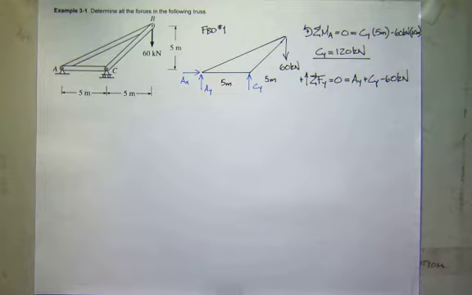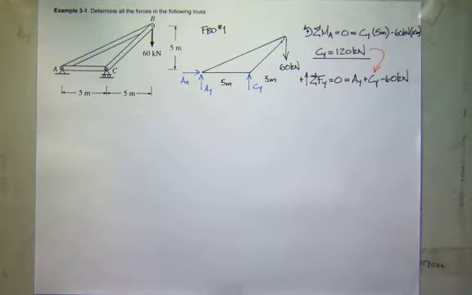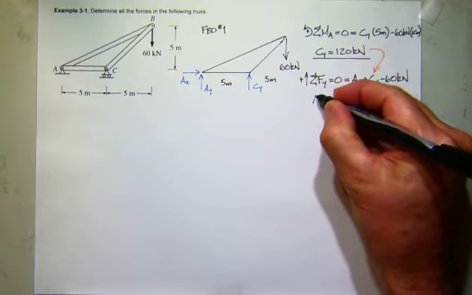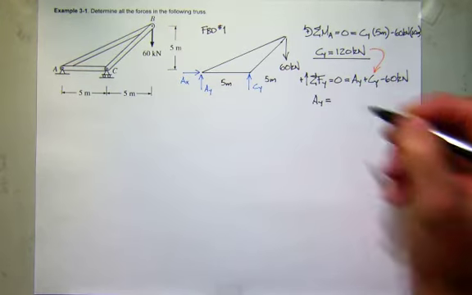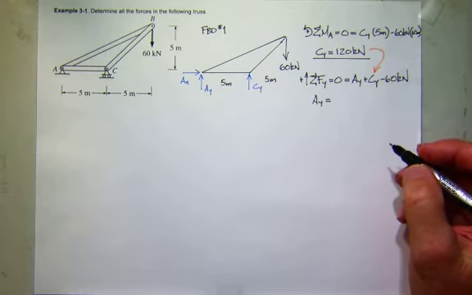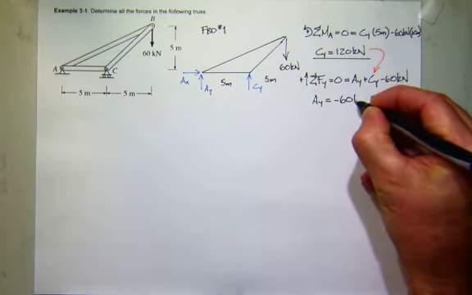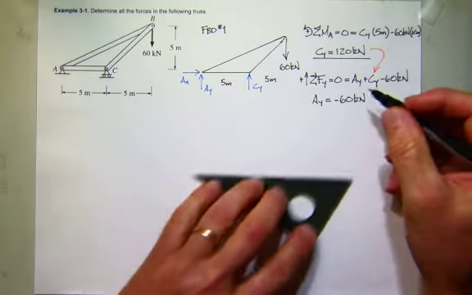So we do have CY, so I can plug that right in there, and I should be able to solve for AY. And what is AY? I think you'll find it's minus 60. Is that right? Does that make sense?